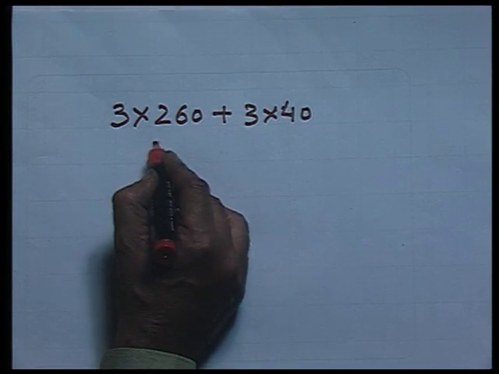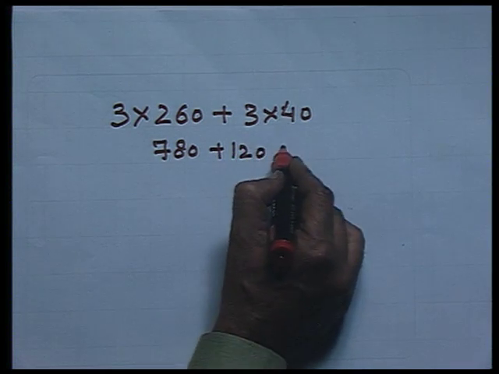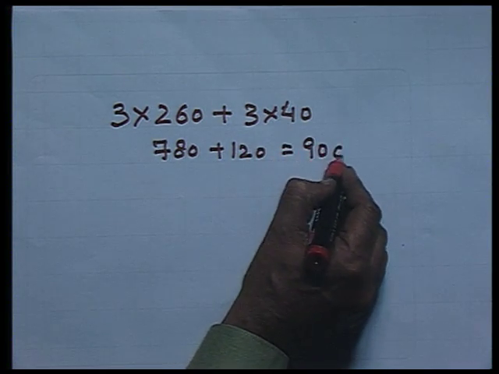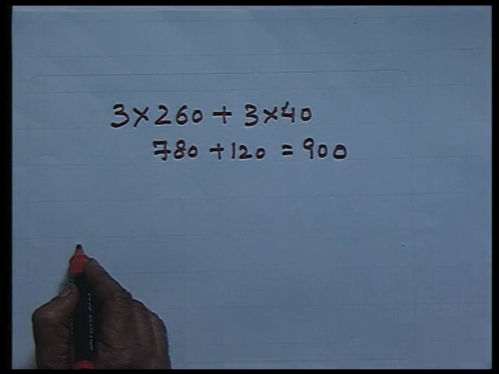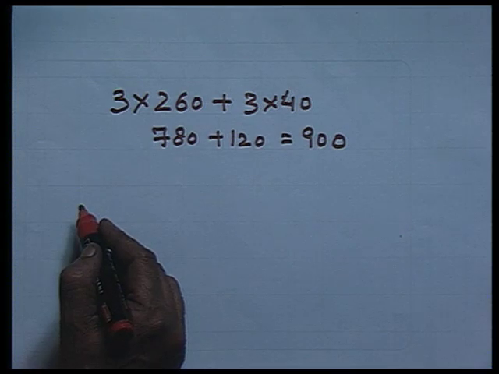How much does that come to? That is 780 plus 120, and that is equal to 900. So, this is satisfying the first condition. And what was the second condition? 4 tickets, 4 half tickets.